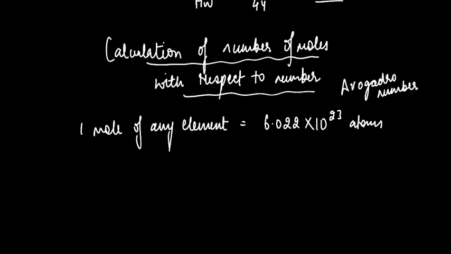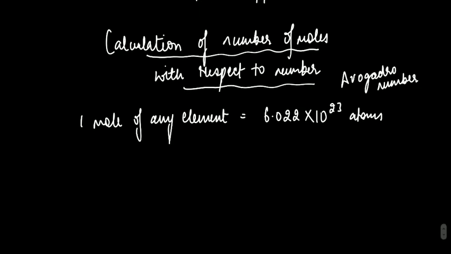Now, what do you understand by this statement? 1 mole of any element. So we are going to the next step. We discussed, okay, in the lab, if we have 23 grams of sodium, that quantity is called 1 mole. So if we have 46 grams of sodium, that is called 2 moles. So that's how we are calculating. Now, in that 23 grams of sodium, how many atoms are there? So it's always going to be Avogadro number, 6.022 into 10 to the power 23.